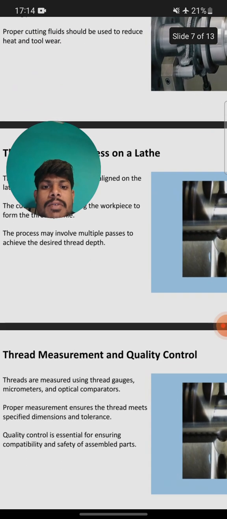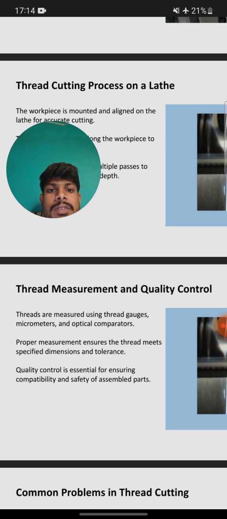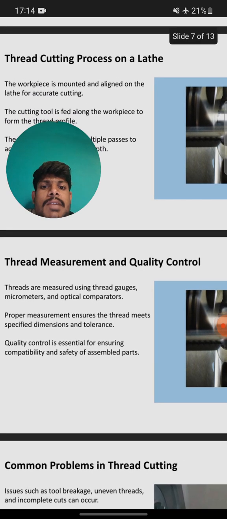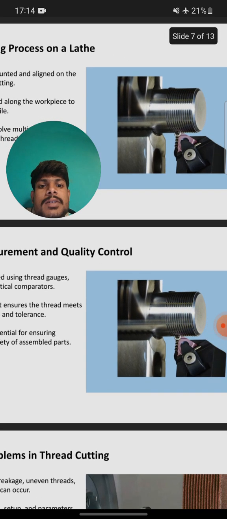Thread measurements and quality control. Threads are measured using thread gauges, micrometers and optical comparators. Proper measurement ensures the thread meets specified dimensions and tolerance. Quality control is essential for ensuring compatibility and safety of assembled parts.